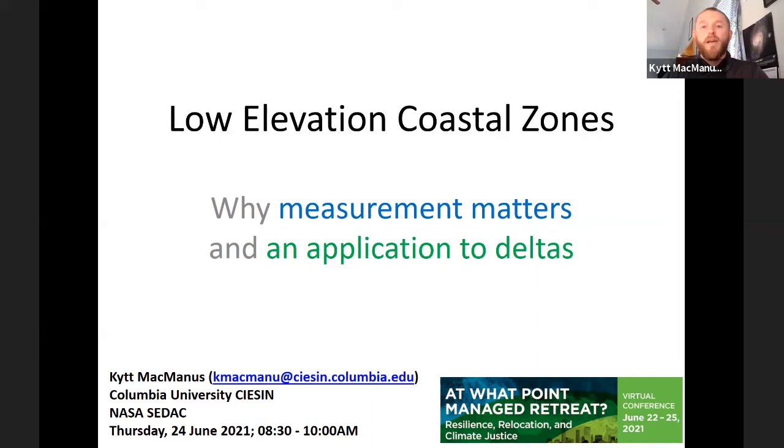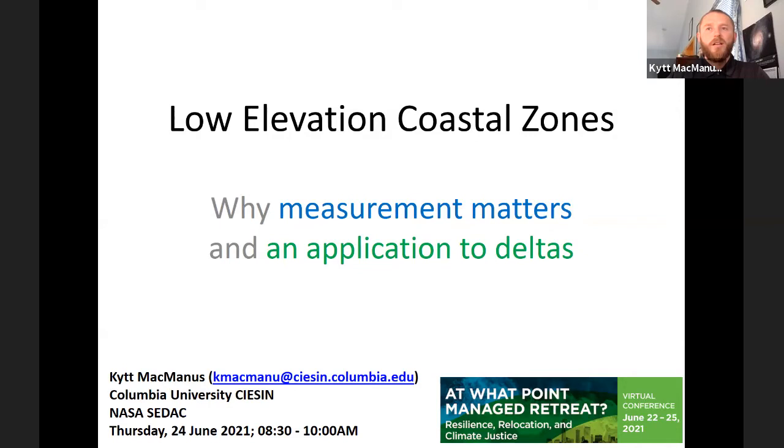My name is Kit McManus. I'm a GIS developer at a research institute at Columbia called CIESIN, where I work with Alex. I spend a lot of my time doing data and application development work for the NASA Socioeconomic Data and Applications Center, or NASA SEDAC. I also am an adjunct at Columbia, where I teach some intro to GIS courses and some spatial analysis courses. Today, I'm going to talk to you about low elevation coastal zones.